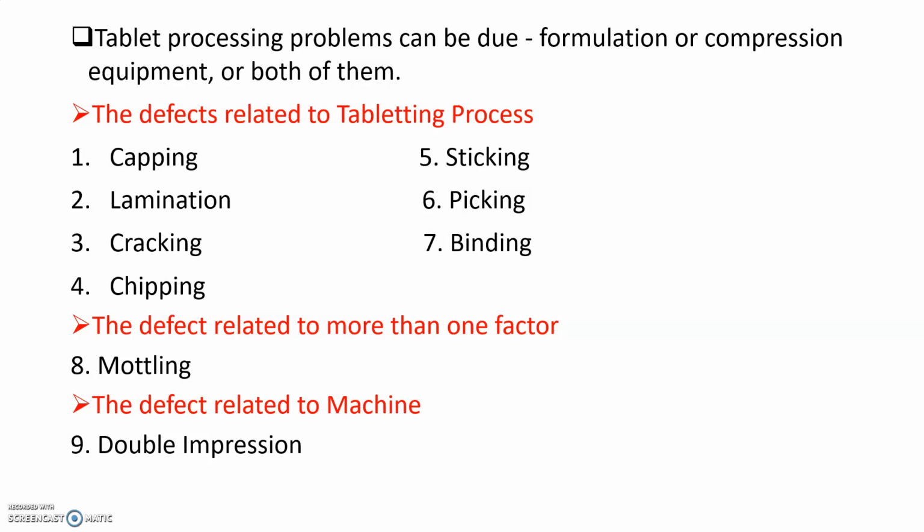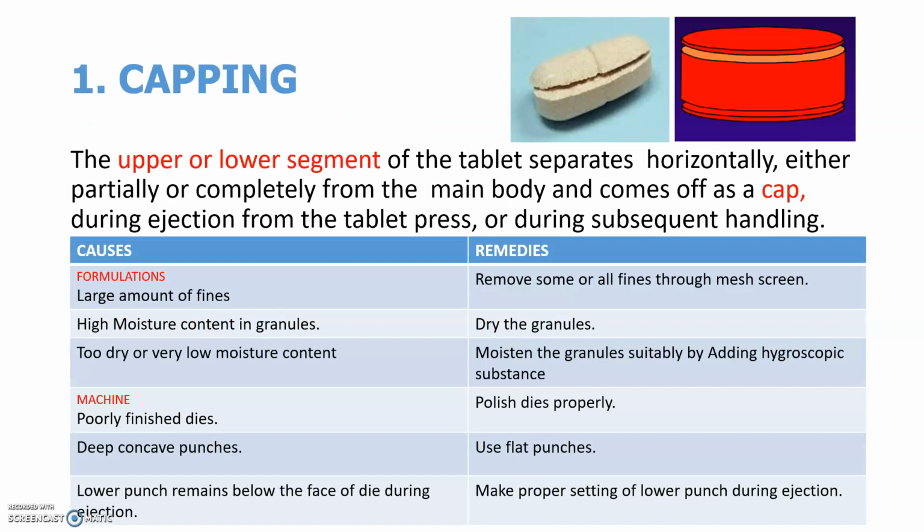These are capping, lamination, cracking, chipping, sticking, picking, and binding. These are formulation related. Then there are defects related to more than one factor, formulation as well as machine related problems, that is mottling. And a defect arising only due to the tablet press or the machine is double impression. One by one we are going to see these defects. We will define them, see their causes, and see the remedies to overcome them.